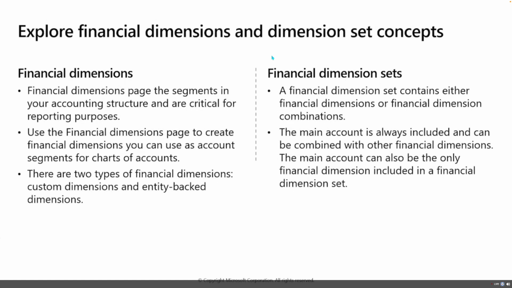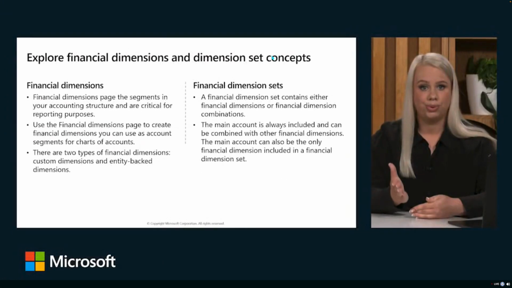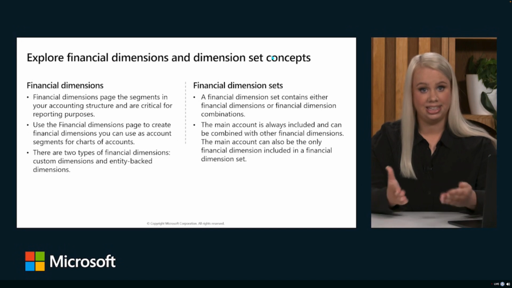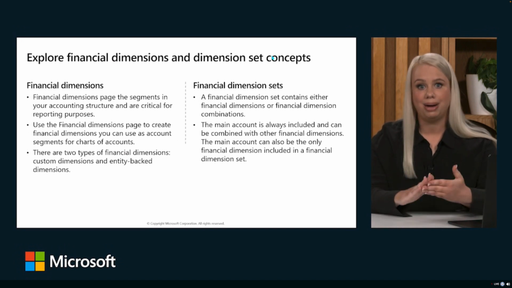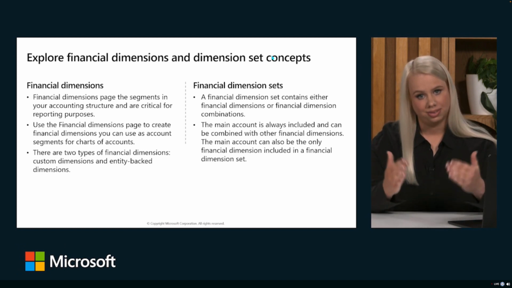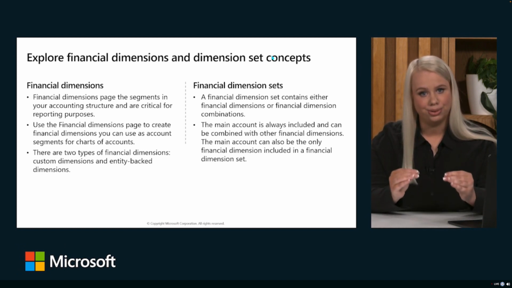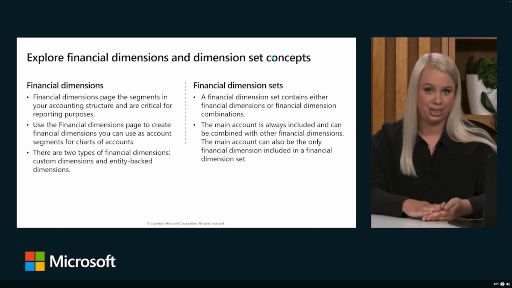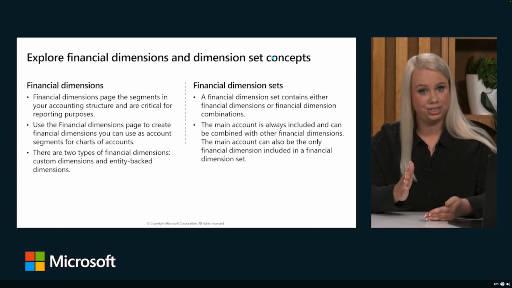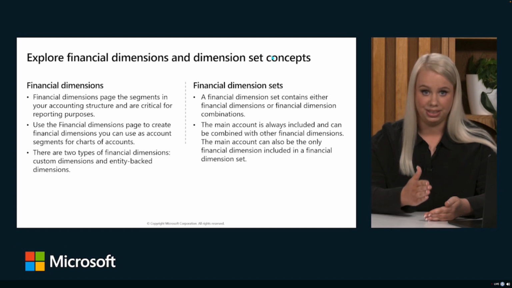Another thing to be aware of is financial dimensions, and these are data classifiers that are used for reporting in financial reports, and they're identifying information like purpose, cost centre, department, things like that. So to reiterate, these are super important for reporting purposes. And there's 2 types of financial dimensions. We have custom dimensions and entity-backed dimensions.